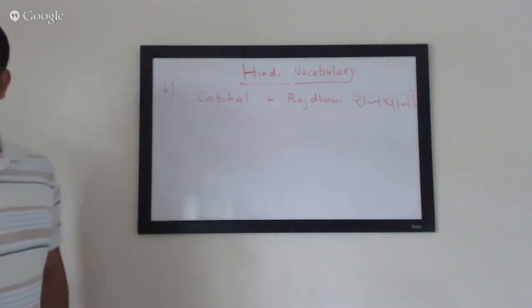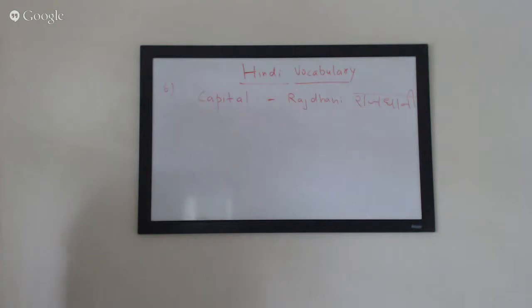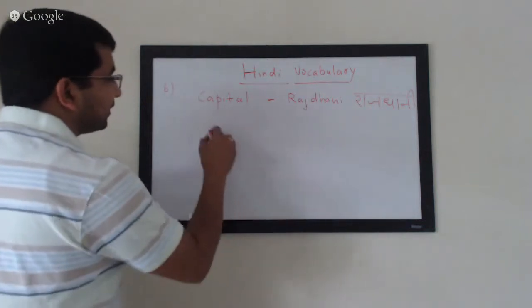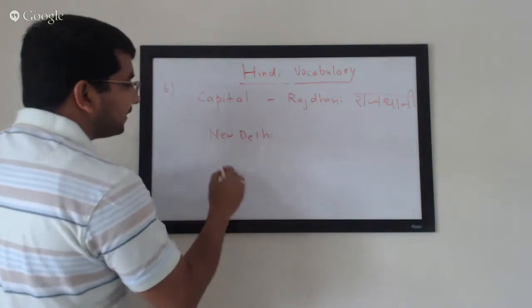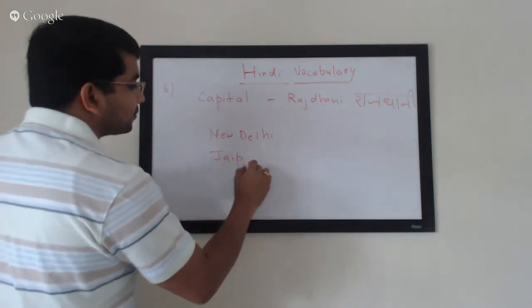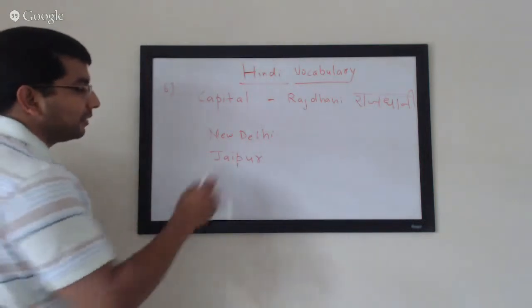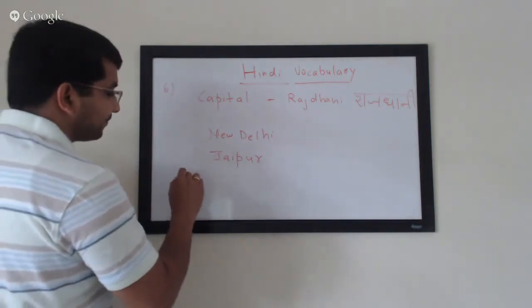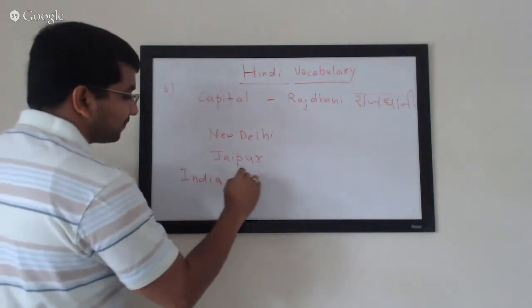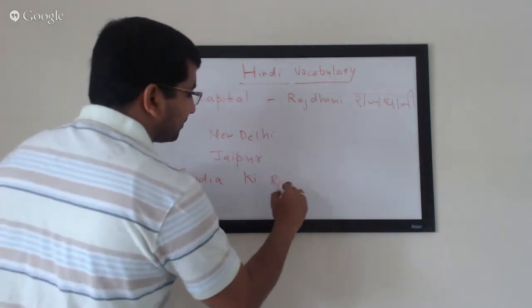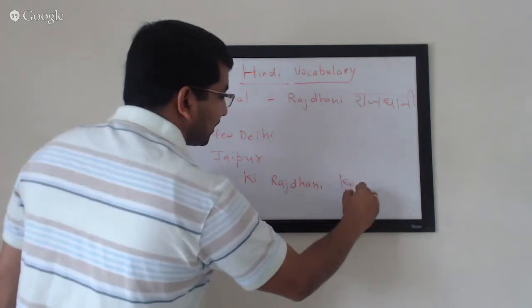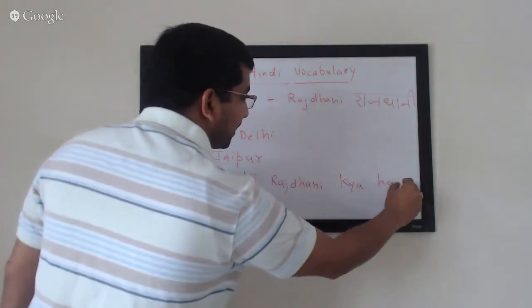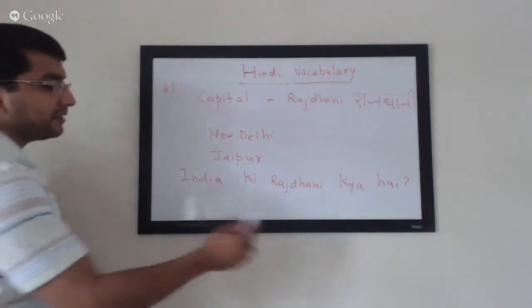Capital, Rajdhani, right? You must have heard this keyword in your day-to-day conversation or even in books. For example, the capital of India is New Delhi, and the capital of Rajasthan, one of the states in India, is Jaipur. So if somebody asks you, India की राजधानी क्या है, right?